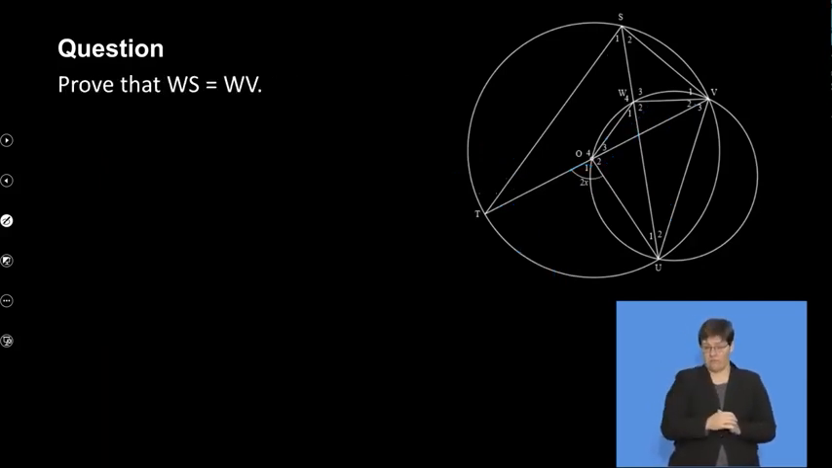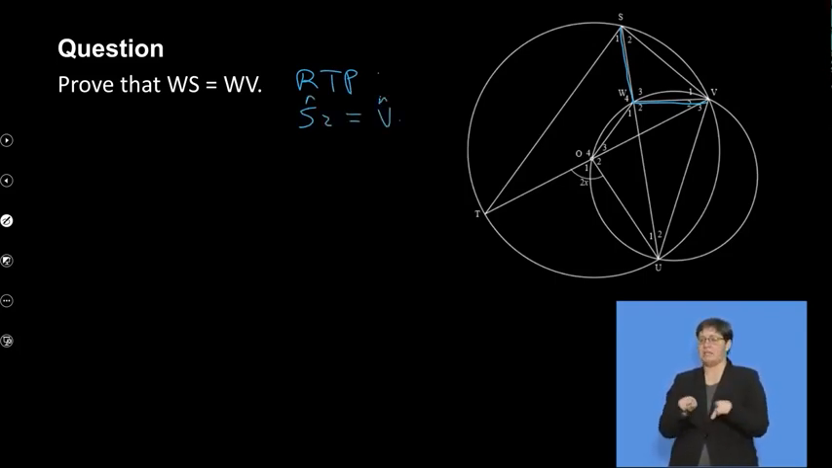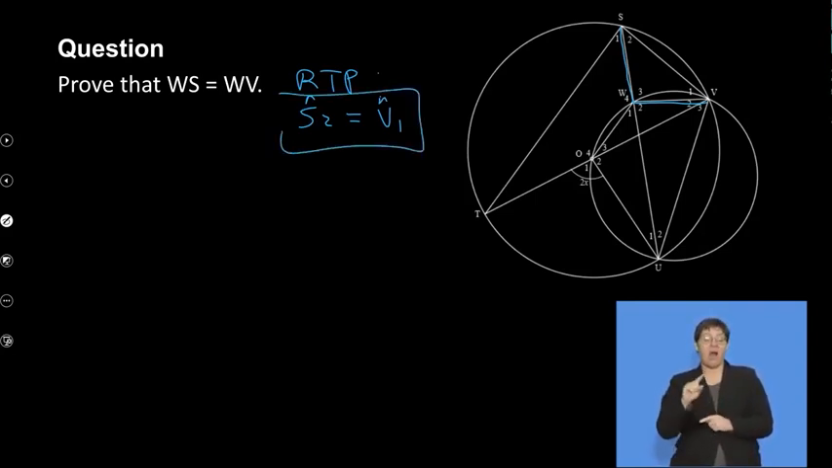But now they want us to prove that WS is equal to WV, right? What they are actually asking us to prove, which is RTP, required to prove, is that S2 is equal to V1. That's what they are actually asking you to do. Not that they want you to prove the lines are equal. No, that's a conclusion you're going to draw after proving what they are requiring us to actually prove.